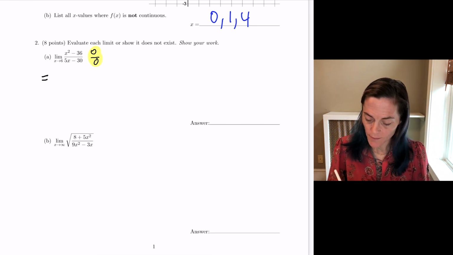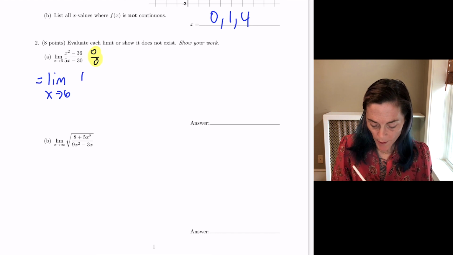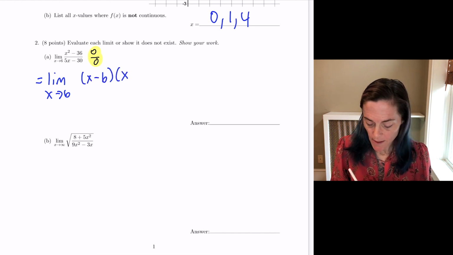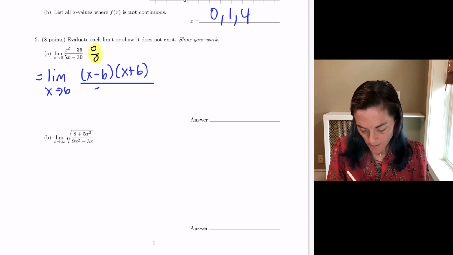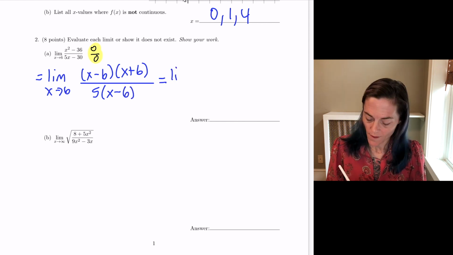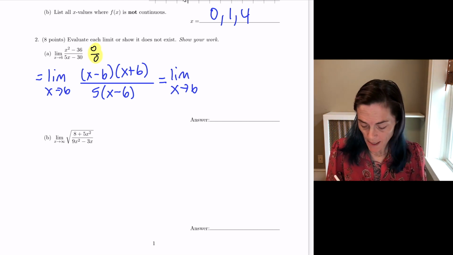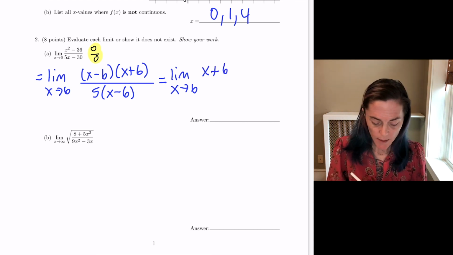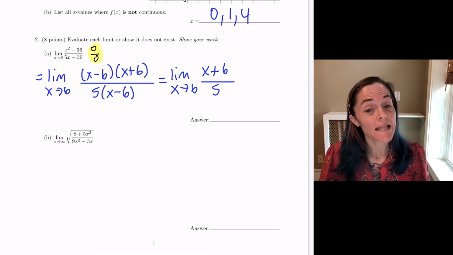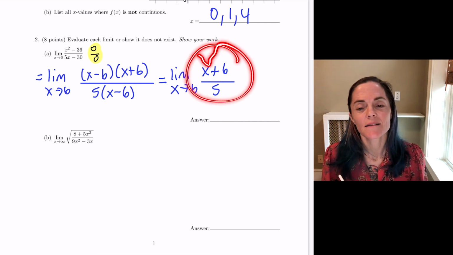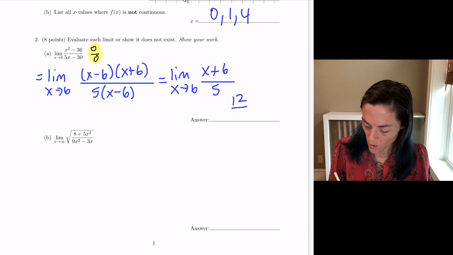So we can factor the numerator and also the denominator. The numerator, we get x minus 6 times x plus 6. The denominator, we have 5 times x minus 6. We can cancel off the x minus 6 over x minus 6. So we have a limit as x approaches 6 of x plus 6 over 5. What's left? This is continuous at 6, so we can evaluate. We get 12 over 5. So my answer is 12 over 5.